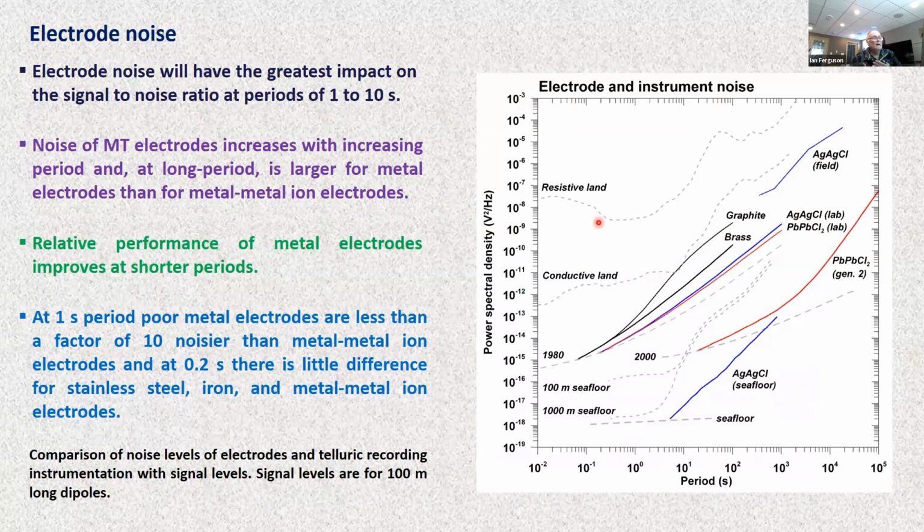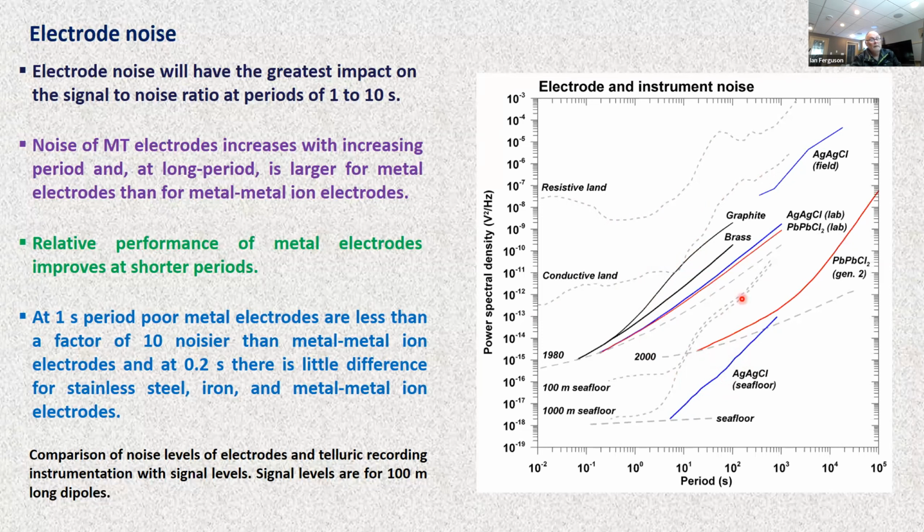Okay, so if we put all this together, the half cell potential will represent electrode noise. So for the MT book, I completed a synthesis of a variety of different noise results from different studies, and that is shown here. So this is showing the noise of the electrodes expressed in terms of voltage squared per hertz as a function of the period. The noise levels can be compared with the background signal levels for a resistive land site and a conductive land site. And overall, we see that the impact of the electrodes is likely greatest in this period range here of around 1 to 10 seconds. For recordings in this range, this is where it's most important to have good quality electrodes.